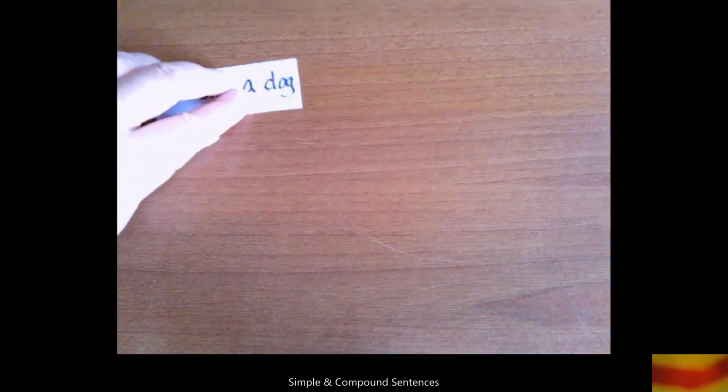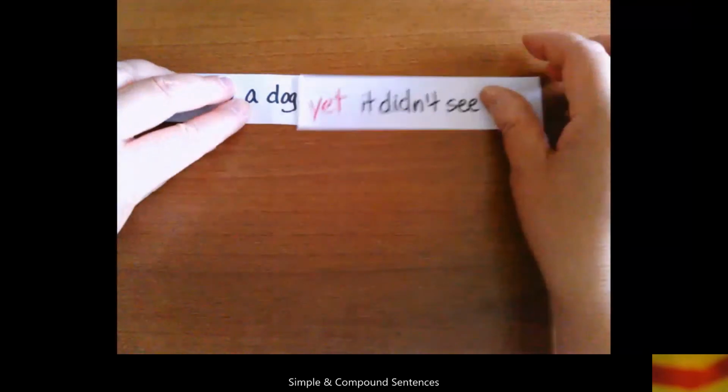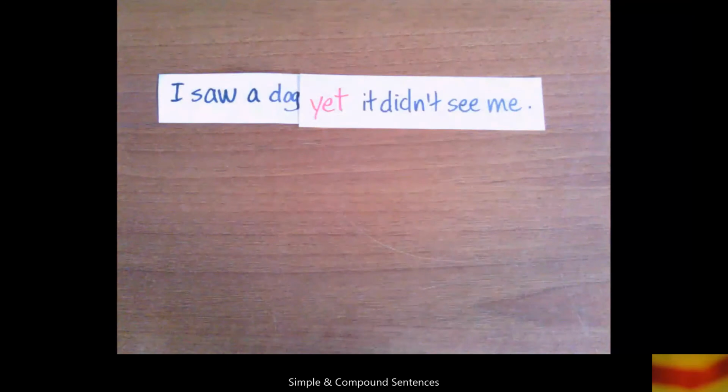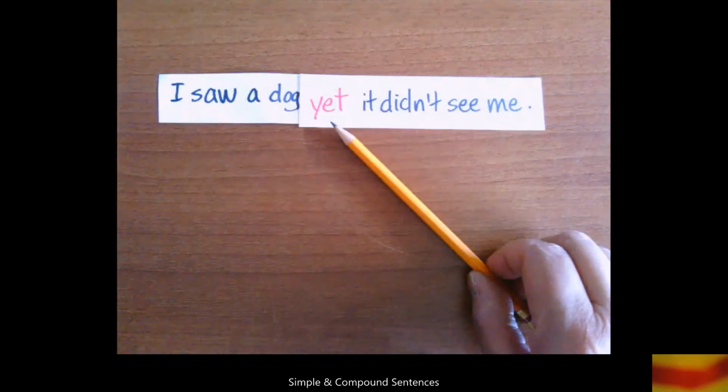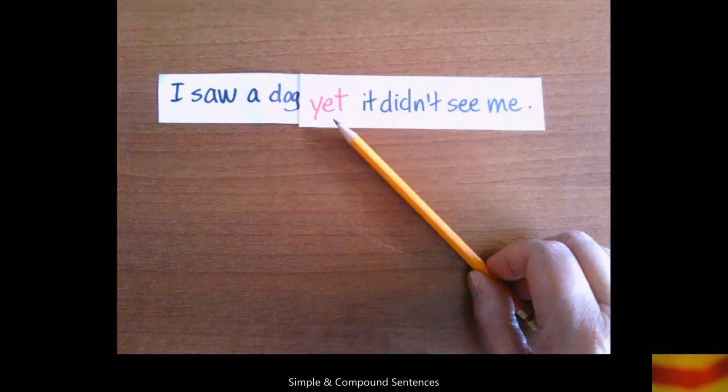I saw a dog, yet it didn't see me. Don't forget that yet means but at the same time. Here's another way we could say it. I saw a dog, but at the same time, it didn't see me.